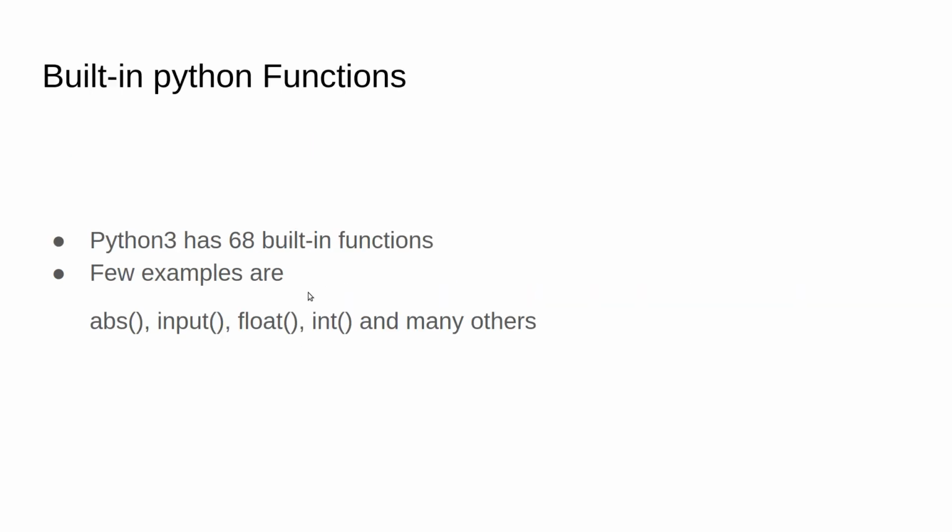Next, there are built-in functions in Python. Python 3 has 68 built-in functions. A few examples are input, float, int. In some of the previous programs we had seen input as an example. There are many other built-in functions, and these are used in different ways. Let us see some examples in the next video session so that we get good clarity on built-in functions as well.